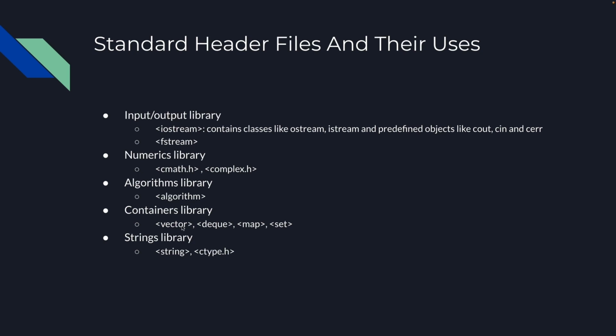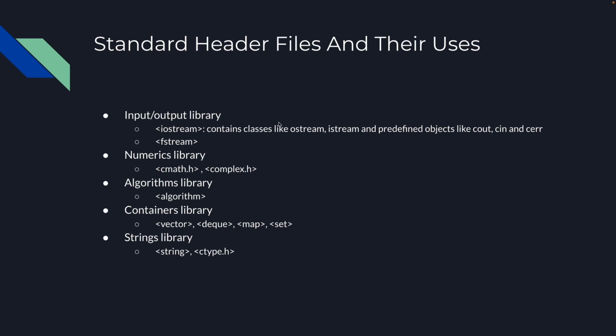Then we have the container libraries like vector, deque, map, and set. If we consider set, it stores elements in sorted fashion, in ascending or descending order, whichever we want. If we talk about vector, it stores elements in the way we have added them. And deque provides double-ended queues and associated operations. Now there are string libraries like string and ctype.h.